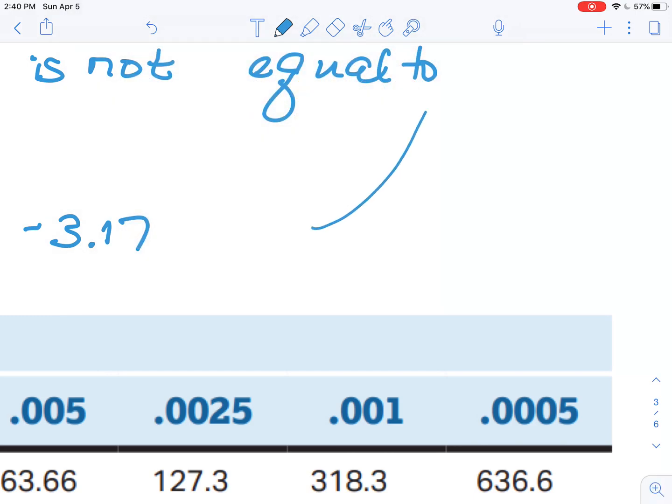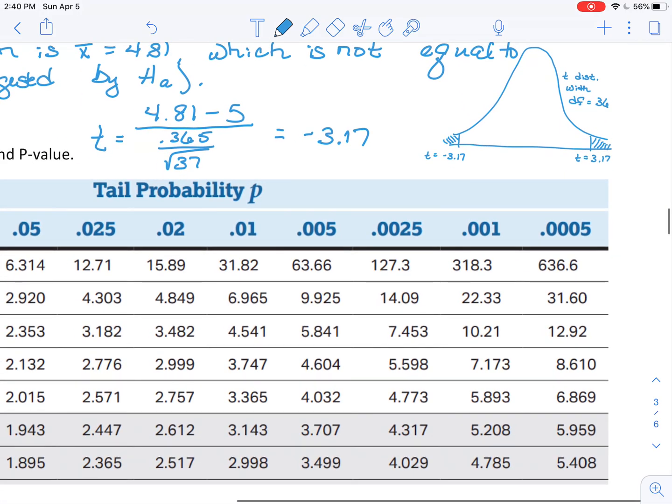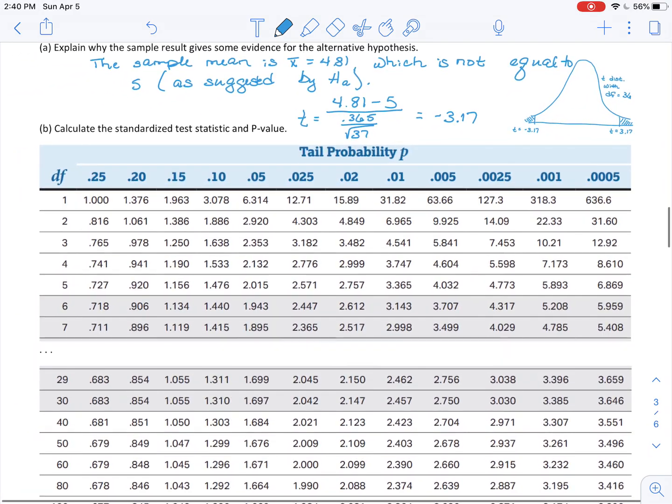So that would mean, let me see if I can, I'll zoom way in and I'll sketch it here. So this would be like having some t-distribution. We have our test statistic of negative 3.17. That would be the area over here. But you also have to consider the other tail because it's a two-tailed test. So the other tail of positive 3.17. These two areas combine to make our total p-value. And this, again, I just sketched a t-distribution. Specifically, we have to note our degrees of freedom, one less than our sample size. This has 36 degrees of freedom.